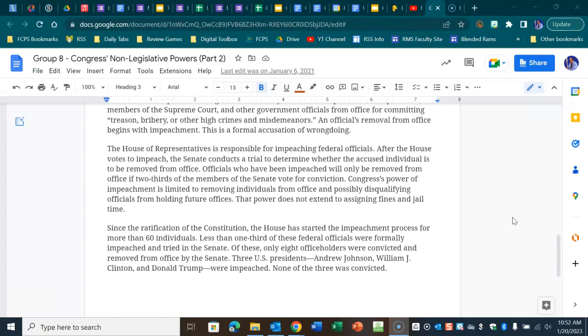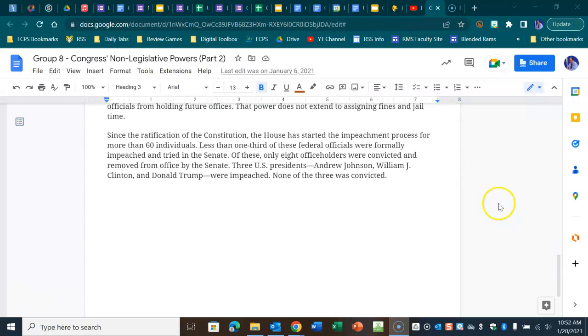After the House votes to impeach, the Senate conducts a trial to determine whether the accused individual is to be removed from office. Officials who have been impeached will only be removed from office if 2/3 of the members of the Senate vote for conviction. Congress's power of impeachment is limited to removing individuals from office and possibly disqualifying officials from holding future offices. That power does not extend to assigning fines and jail time.